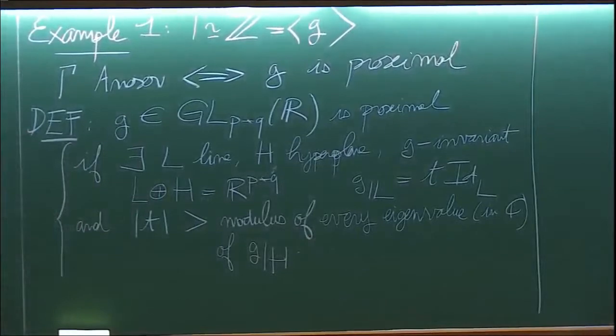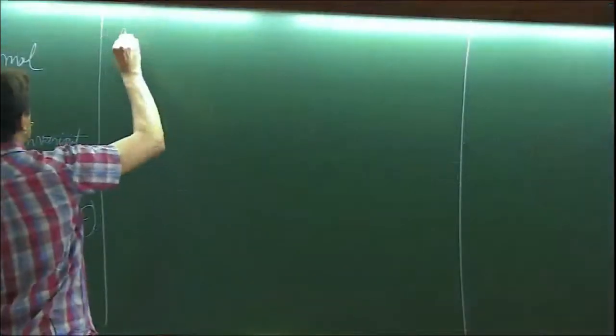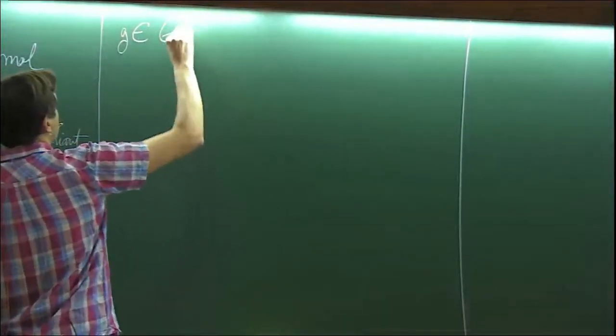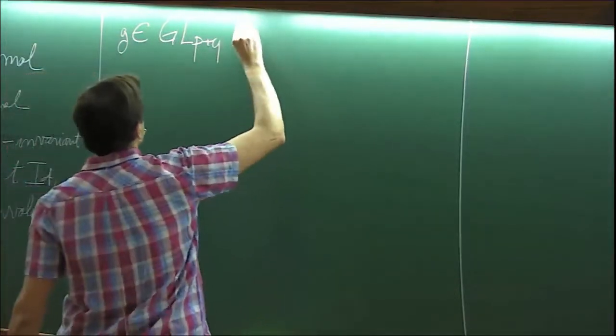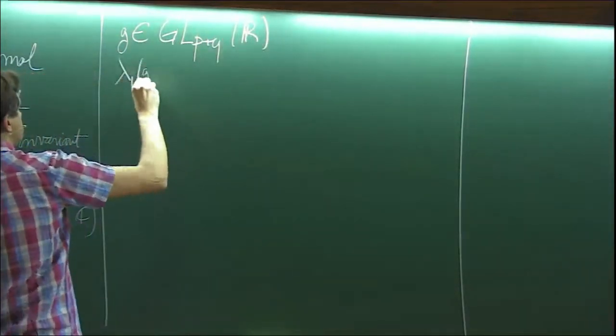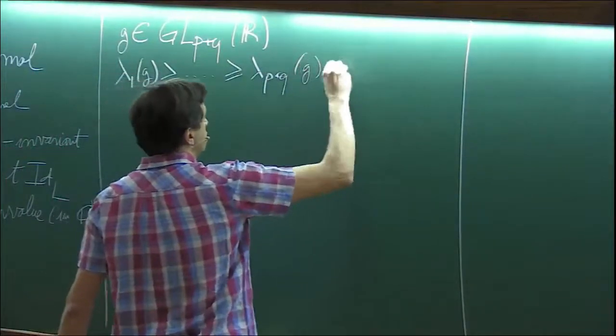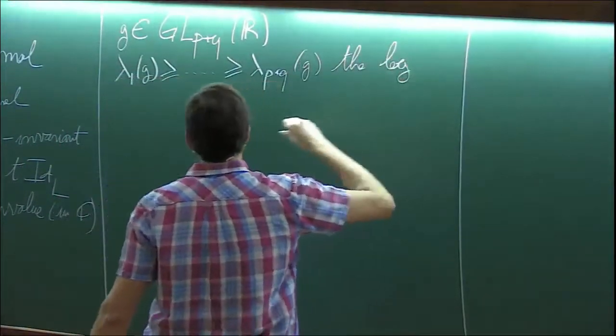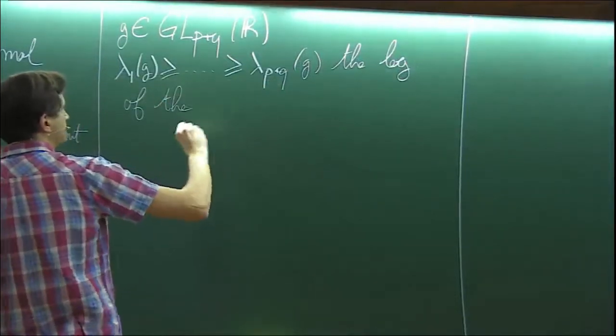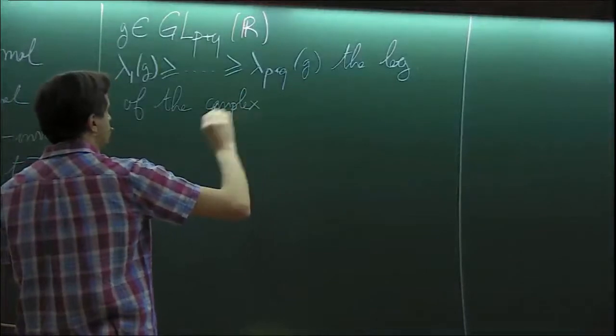So what do you need to know to check this equivalence? You need to know a number of things. So for G in GL(p+q), I will denote by lambda 1 of G bigger than ... lambda p+q of G the logarithm of the moduli of the complex eigenvalues of G.